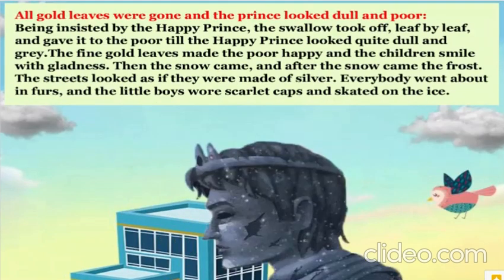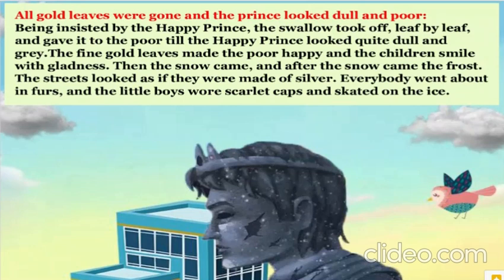The Happy Prince said that now my ruby is gone, two sapphires also gone. Now he said that my body is made up of leaves of gold. So take out all the leaf by leaf and give it to the poor children. The children and the people were very happy.